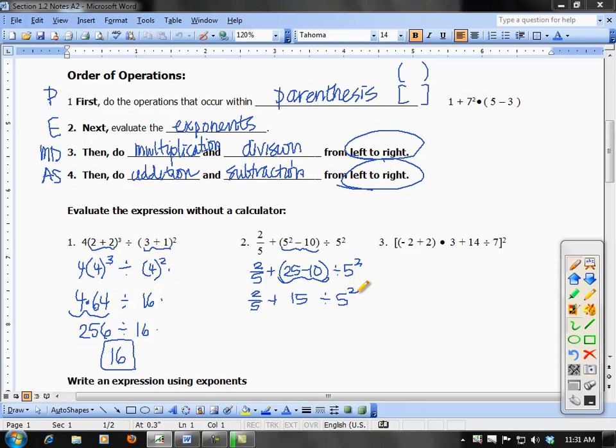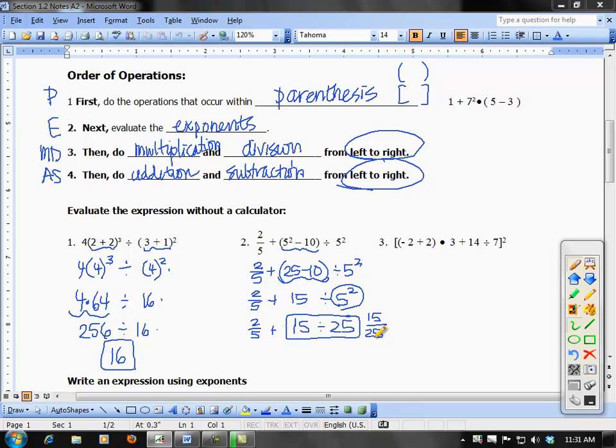Now I'm going to do my exponents. So 5 squared is 25. So 2/5 plus 15 divided by 25. Now, I have to do division before I do the addition. But let me show you a different key. Because I already have a fraction, I'm going to make this 15 divided by 25. And whether I write it as a fraction or without, it's still division.